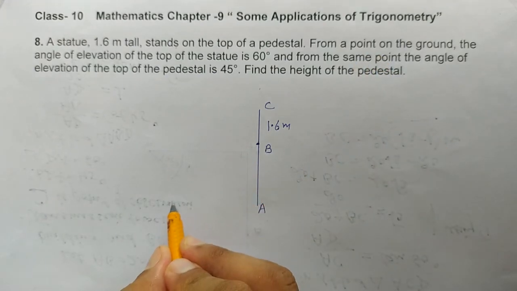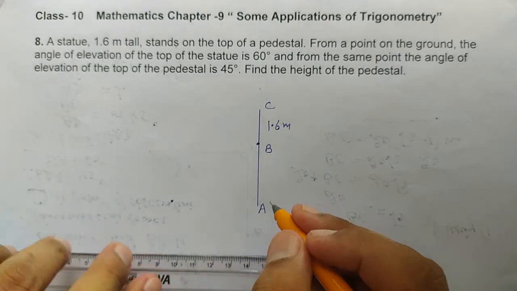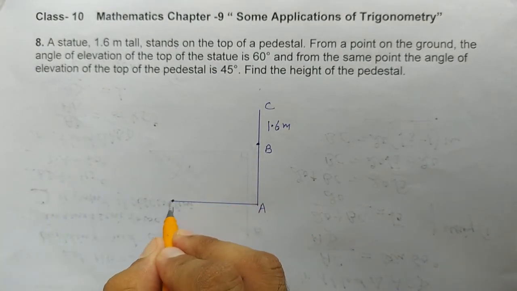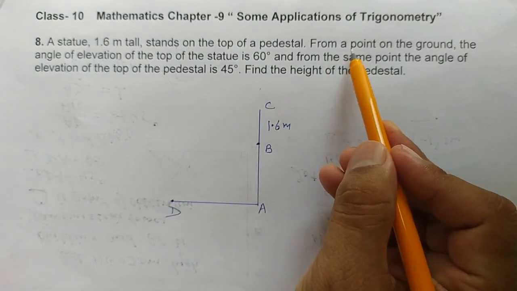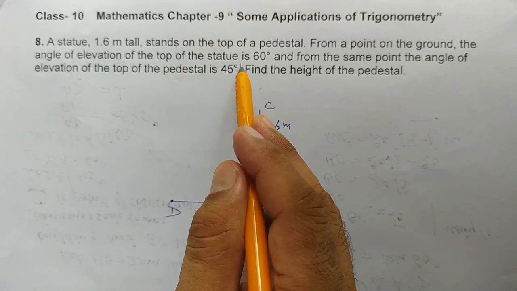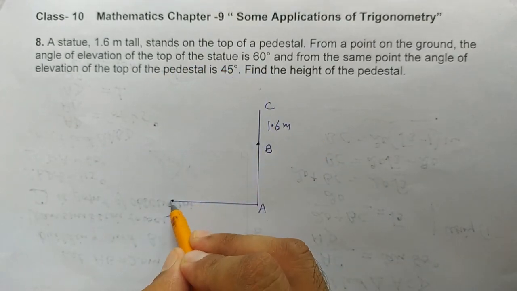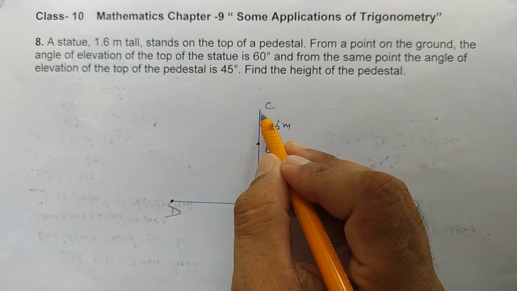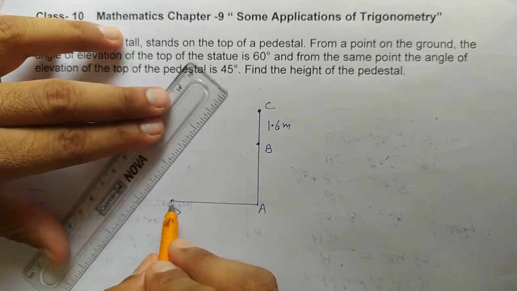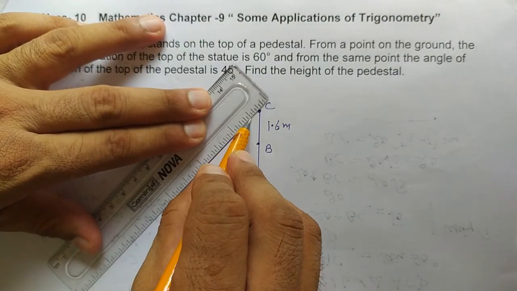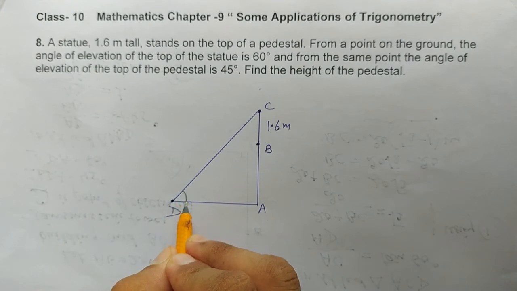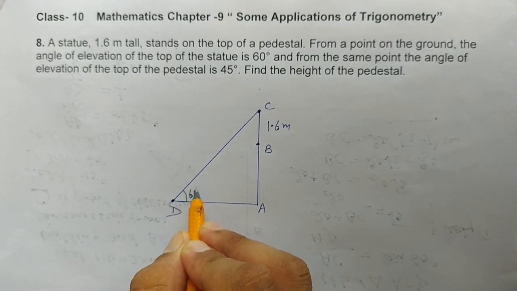And there is a point on the ground. So suppose this is a point on the ground. This is our point of observation. So it is point D. So what is said is that from a point on the ground, the angle of elevation of the top of the statue is 60 degrees. So from this point, the angle of elevation of the statue's top is this. So this angle of elevation from this point is 60 degrees. It means this is our ray of sight and this is horizontal. So this angle is 60 degrees.